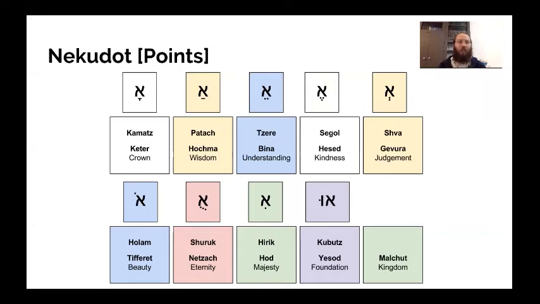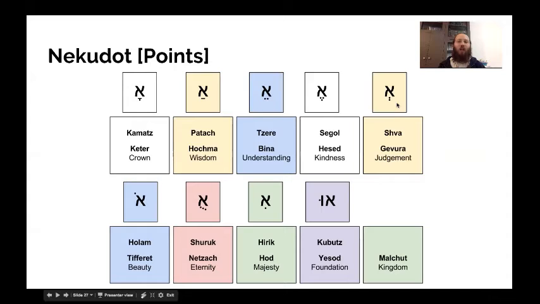So the different punctuation points are, and I'm using the letter Aleph here. I'm going to say the way I say it, and then I'll say how it's said in the more differentiating way. The way I say it is A, which is kamatz. This is keter, the crown. But the way, for example, Lithuanian Jews, Ashkenazim, say it is O. So it's komotz, and that's keter. Then you've got A, which is patach, chochma, wisdom. Then you've got E, which is tzerei, bina, understanding. Then you've got E, which is segol, which is chesed, kindness.